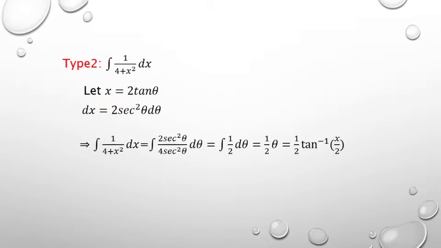Then we can change theta back into tangent, and because x equals 2 tangent theta, we know that half of theta equals half of tangent inverse of x over 2.